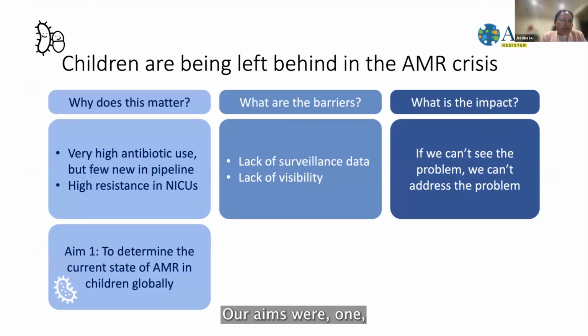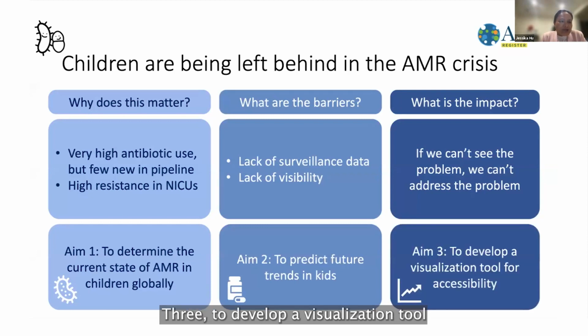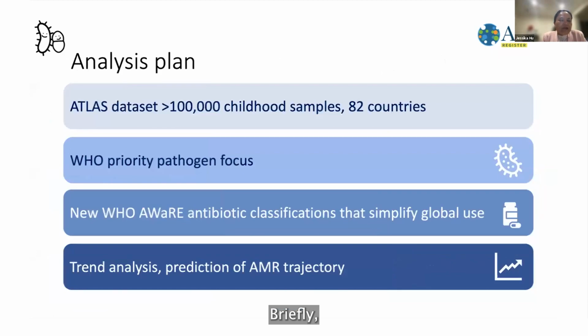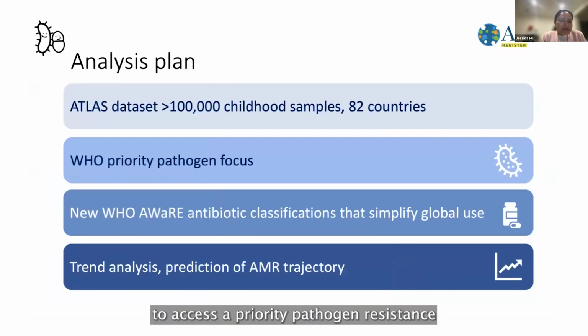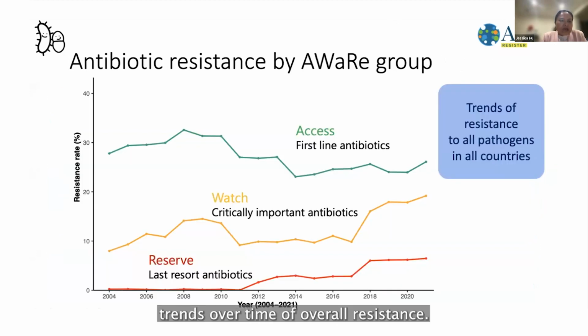Our aims were: one, to determine the current state of AMR in children globally; two, to predict future trends; three, to develop a visualization tool for accessibility. Briefly, we used the ATLAS dataset to assess priority pathogen resistance using the WHO AWaRe antibiotics classification and predict future trajectory. This graph shows trends over time of overall resistance.